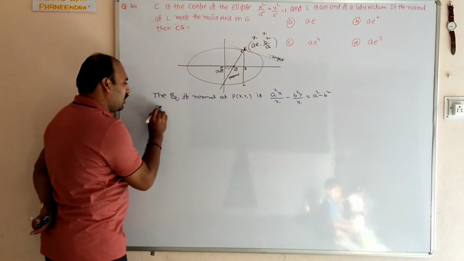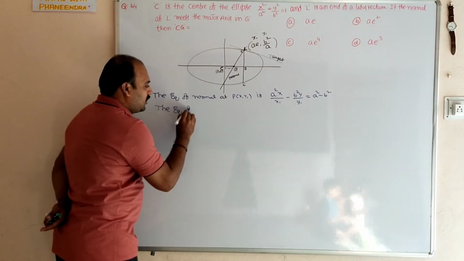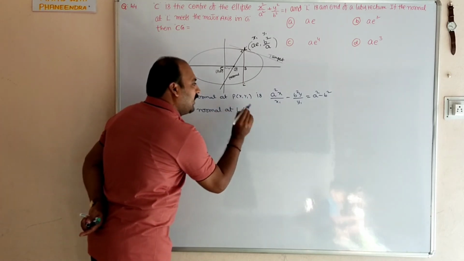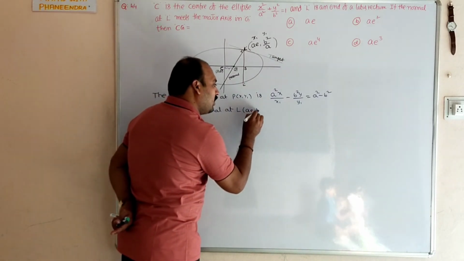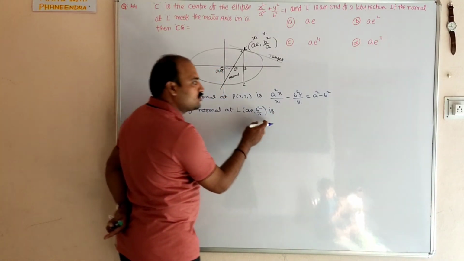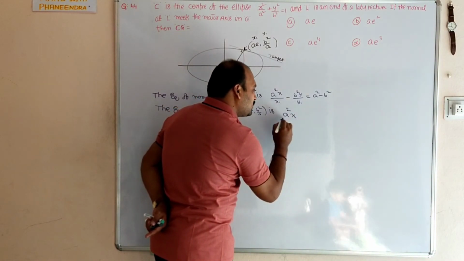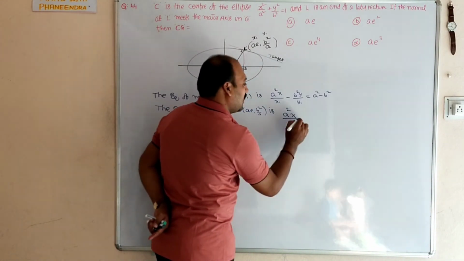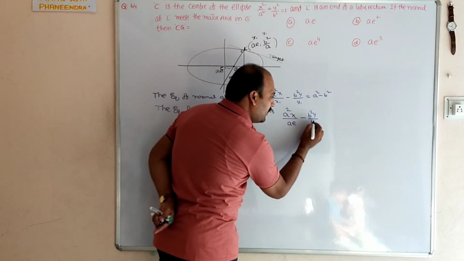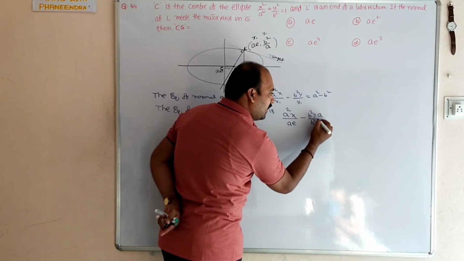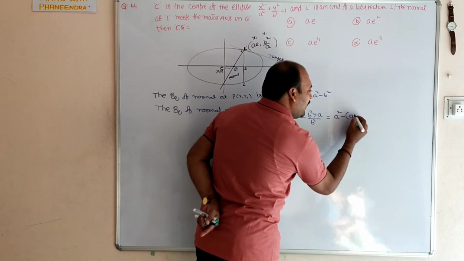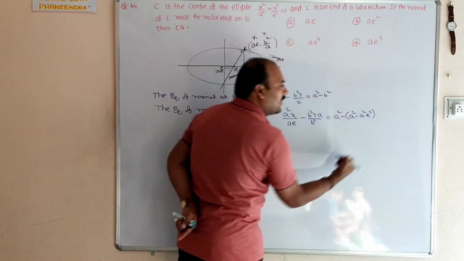So the equation of normal at L, ae comma b squared by a, is, in place of x1, y1, ae comma b squared by a substitute. a square x by ae minus b square y by, in place of y1, b square by a. So b square by a, denominator, numerator, is equal to a square minus b square. What is b square? The b square value we know that: a square minus a square e square.